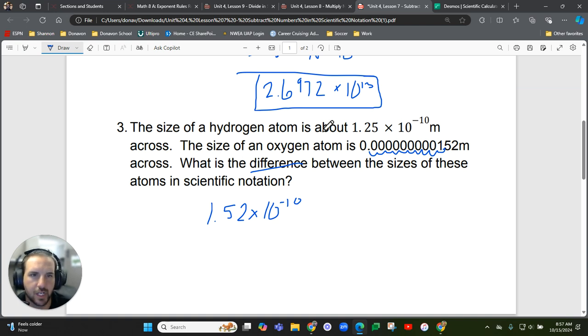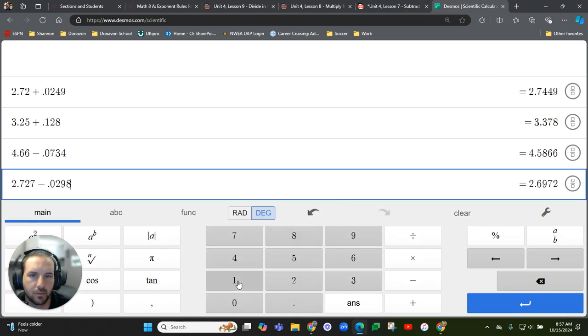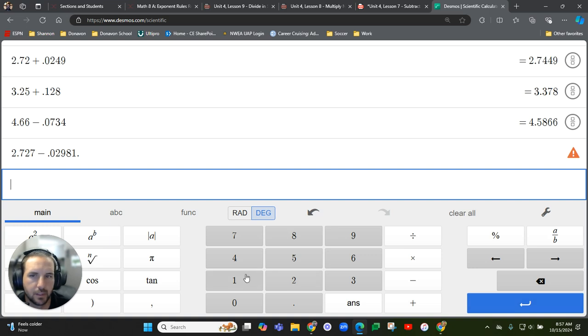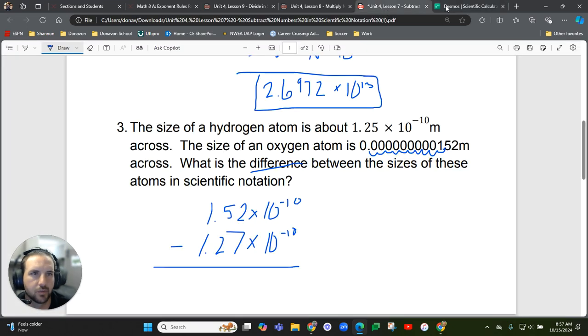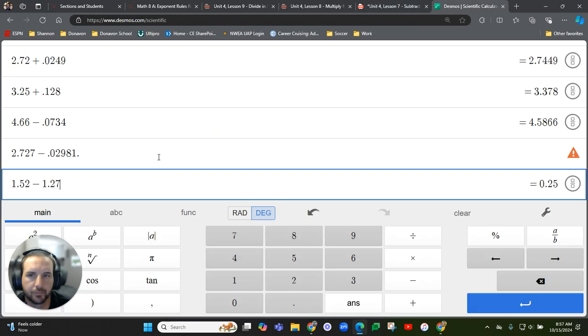It says this is a hydrogen atom, this is an oxygen atom, which would be a little bit bigger. What's the difference between these sizes? So now we're just going to take that and subtract this number times 10 to the negative 10. So 1.52 minus 1.25. All right, so we get 0.27.